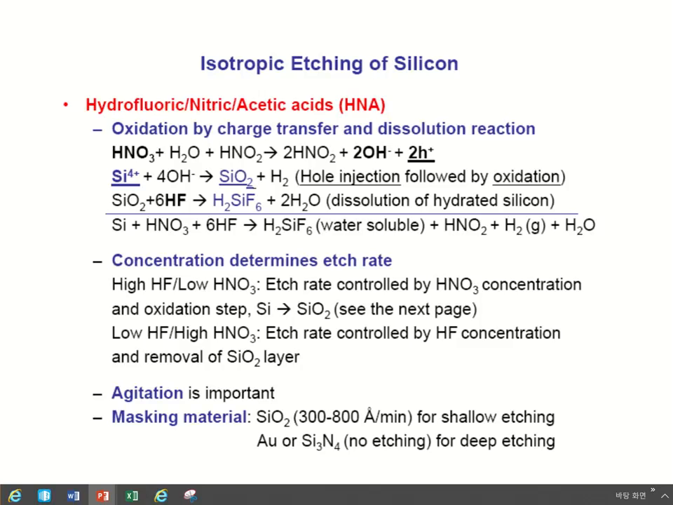It etches silicon dioxide by 300 to 800 angstrom per minute. It's good for shallow etching, but if you want really deep etching, you need a better protection. In that case, gold or silicon nitride is good. Because this number is given, you can imagine how much time you need to etch a certain material. So you should choose whether you want really good protection or shallow protection during this etching.